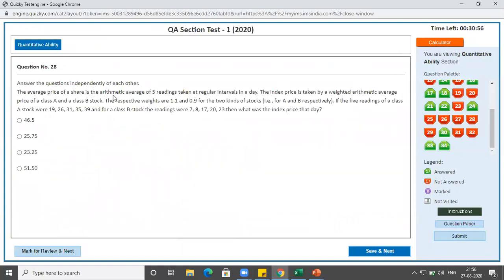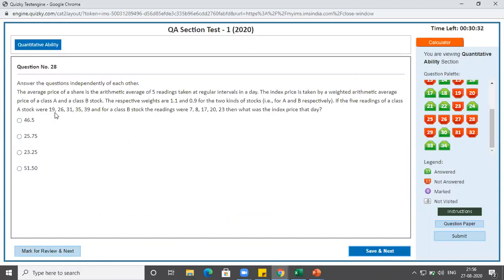The average price of a share is an arithmetic average of 5 readings taken at regular intervals in a day. The index price is taken by a weighted arithmetic average price of a class A and class B stock. The respective weights are 1.1 and 0.9, for A and B respectively. If the 5 readings of a class A stock and of class B stock are given, then what is the index price? Take the arithmetic mean of both, and then multiply with the respective weights.